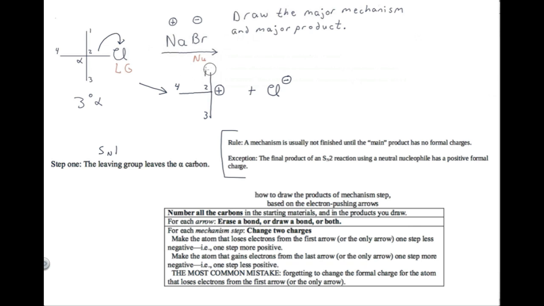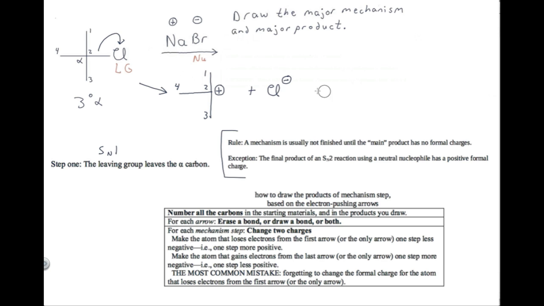First of all, our main product here has a formal charge. Well, that's a strong clue that we're not done with the reaction. Remember, we saw in the first video, nature doesn't like charges. So usually the reaction isn't finished until we've gotten rid of the formal charge on the main product. So we don't think we're done because we haven't gotten rid of this positive formal charge on the main product. That's this rule.